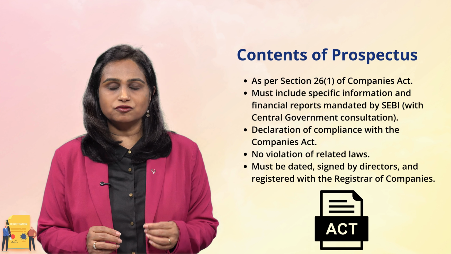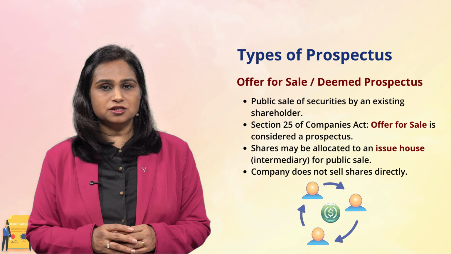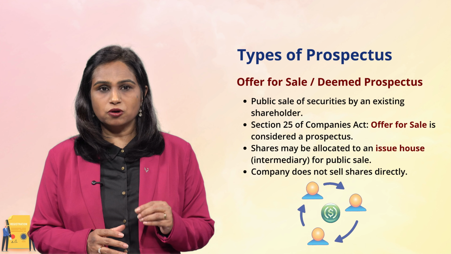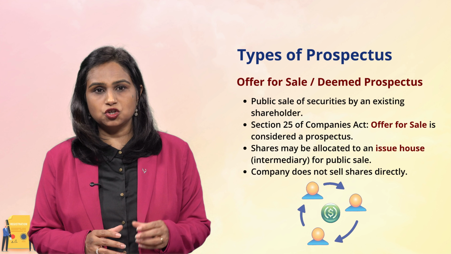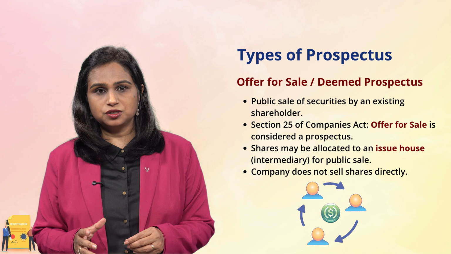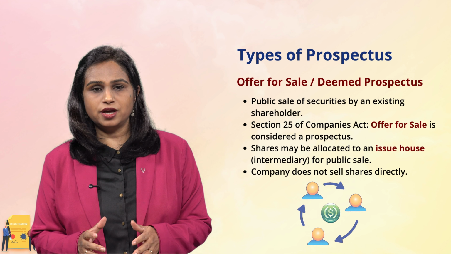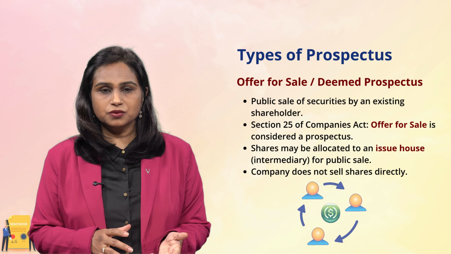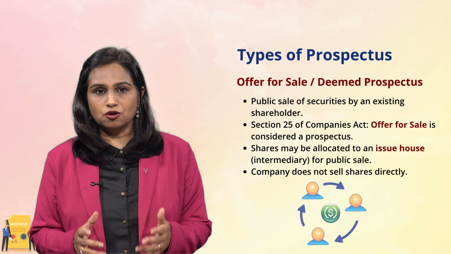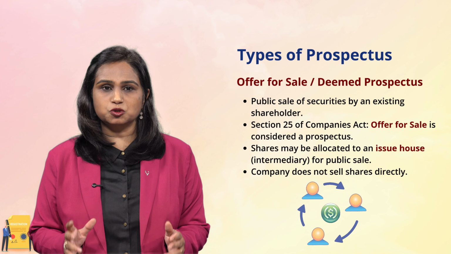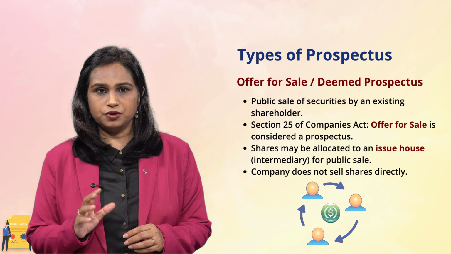An offer for sale or deemed prospectus refers to the public sale of securities by an existing shareholder through the issuance of a prospectus. According to section 25 of the Companies Act, if a company allocates or agrees to allocate securities with the intention that some or all of them will be sold to the public, the document used to make this offer will be considered a prospectus issued by the company.